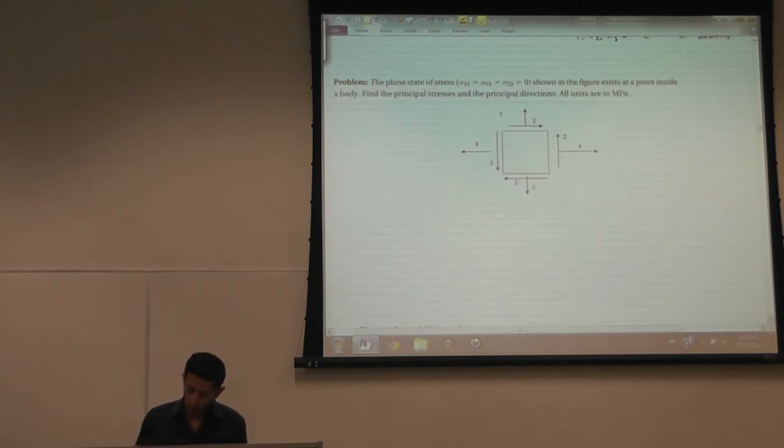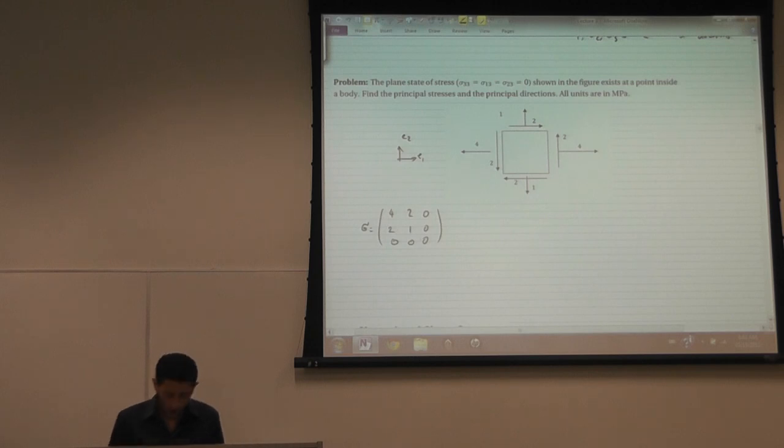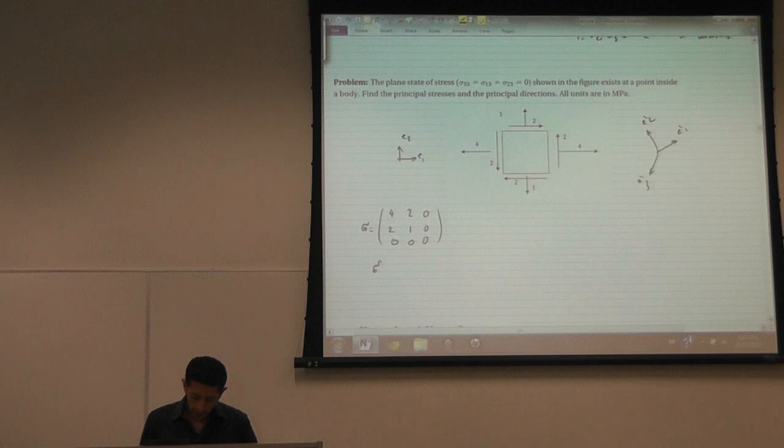So this is in a plane state of stress. The stress matrix here, in this coordinate system e1, e2, is given by 4, 2, 0, 2, 1, 0, 0, 0, 0. Find the coordinate system in which the stress matrix is diagonal. Just find sigma prime. Sorry, just find the eigensystem of sigma.